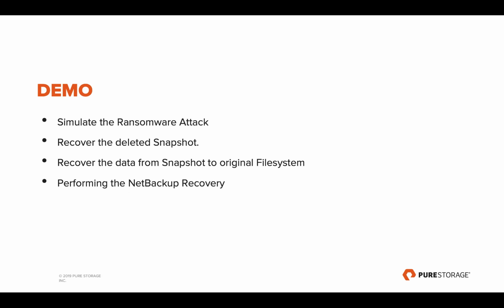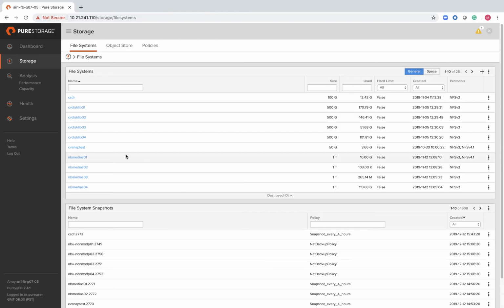In this demo, I'll be covering a few topics such as simulating the ransomware attack, recovering the snapshot, recovering the data from the snapshot, and finally performing the NetBackup recovery of the backup data. In order to configure FlashBlade as an NFS provider, the user needs to create the NFS file system on FlashBlade for the NetBackup storage target. In this demonstration, I have used two NFS file systems, one for backing up the NetBackup catalog and the second one for data backup.